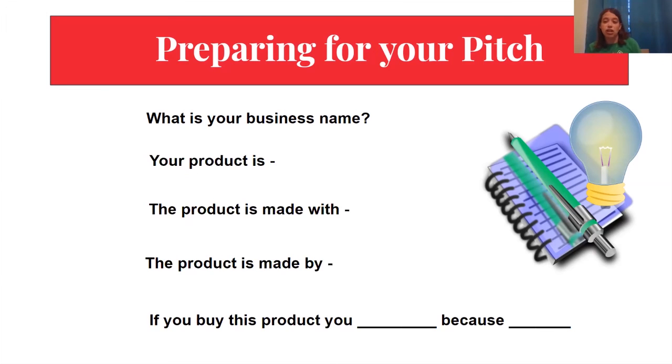It makes things faster. If you buy this product, you will have more time on your hands, because it takes that time out of your hands. It makes some jobs shorter. So think about, what is the benefit to the person who's buying the product from you? Why do they want that product from you?